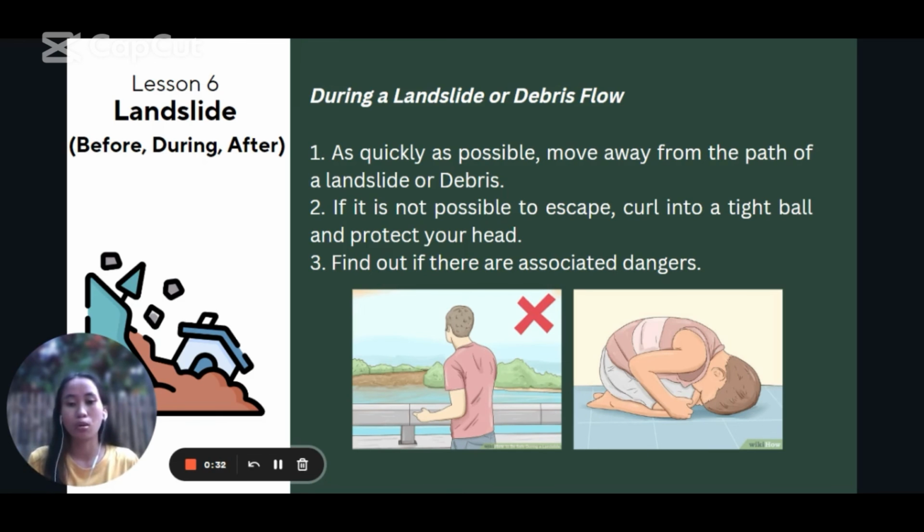Second, if it is not possible to escape, curl into a tight ball and protect your head. Just like how the cat sleeps. Just like in the second picture that's shown, you will form like it. Knees to chest and find things that will help you to protect your head to avoid accident. Third is find out if there are associated dangers. Know your surroundings to avoid additional accidents to you and to your family. Just like broken electric wiring, your gases, check if you turned it off, and others.